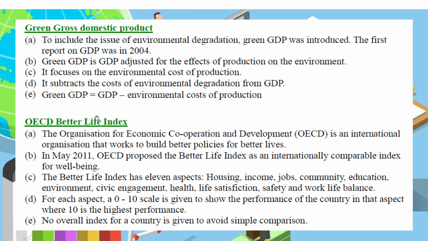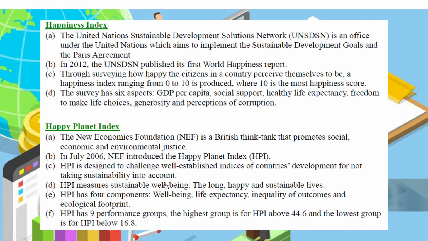And the OECD has a Better Life Index. This index has 11 aspects: housing, income, jobs, community, education, environment, civic engagement, health, life satisfaction, safety, and work-life balance. A lot of factors. You can see GDP is maybe the first three: housing, income, and jobs. Green GDP includes the environment, but this has far more things. So it's another index, and it also has an overall index. They want it to be compared for every aspect. So every country has 11 numbers, from 0 to 10, where 10 is the highest.